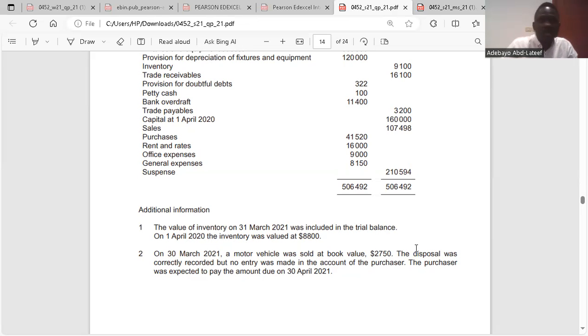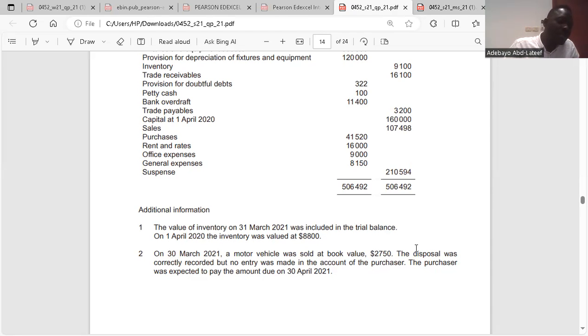It's not the same as other receivables. Other receivables could be accrued from your customers, or prepaid to your suppliers. These are other receivables. It's not the same as trade receivables, which are from your credit customers. Is it clear? So it's other receivables and it's going to be on the debit side of your trial balance.